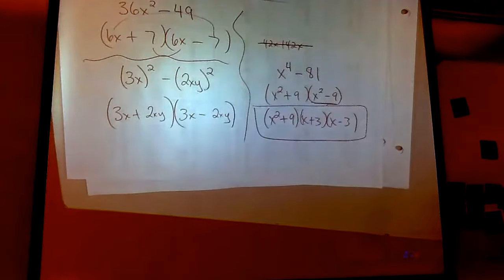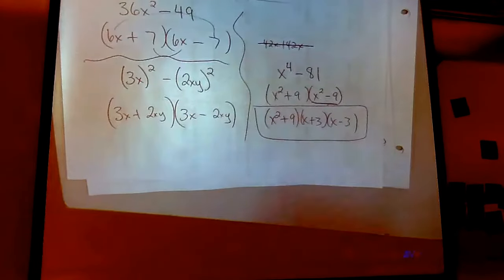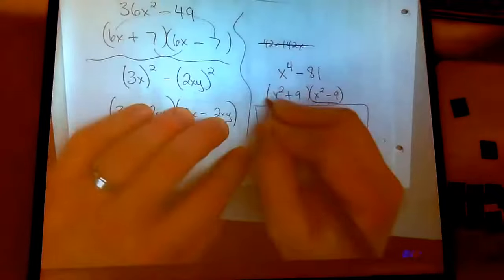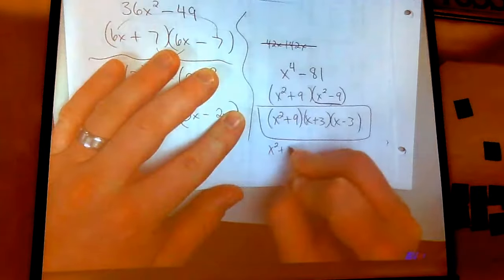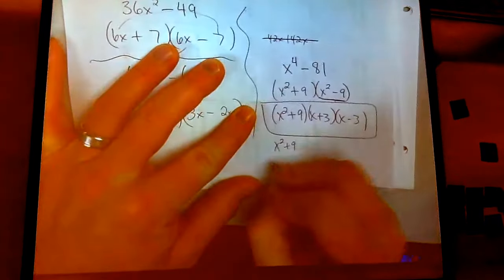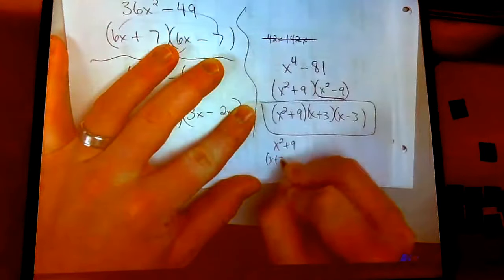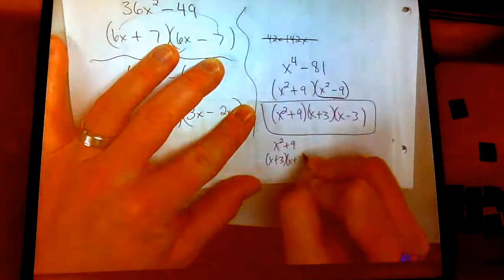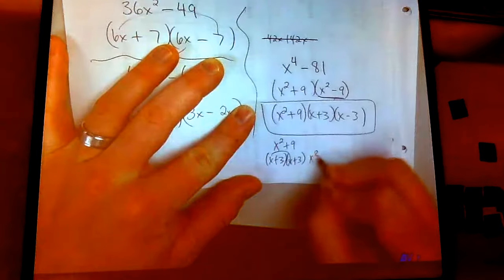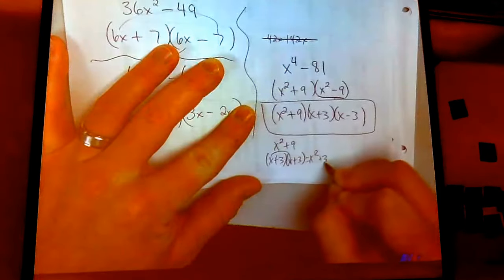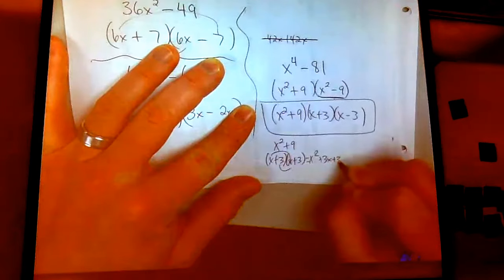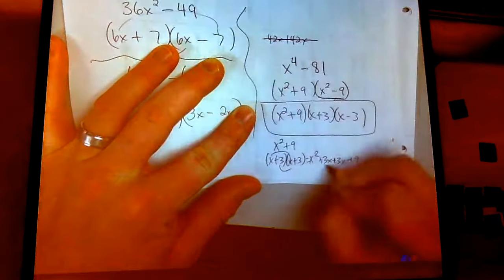There is your final answer of a completely factored expression. Why is that not factorable? What do you think it should be? I guess it'd just be x plus 3, x plus 3? But guess what happens when you multiply that out? You get x squared plus 3x plus 3x plus 9.